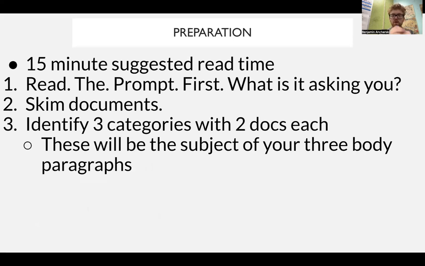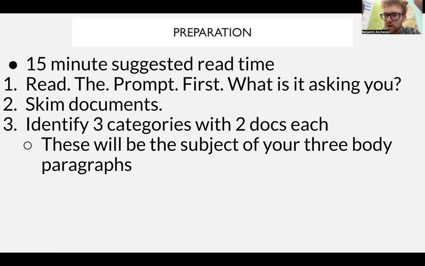Now, the practice DBQ that you're going to do for our class is evaluate the extent to which various states between 1450 and 1750 practice religious tolerance. So with this DBQ, there are multiple ways to approach the thesis, as I'll talk about later on. So in that prepping period, that 15-minute prep period, this is what you should basically do.